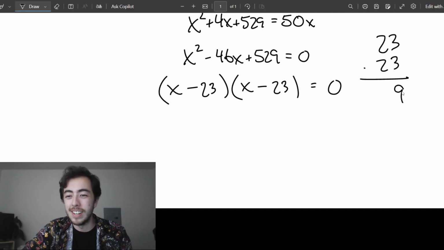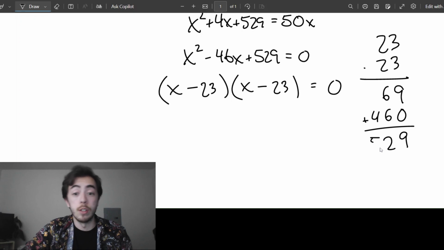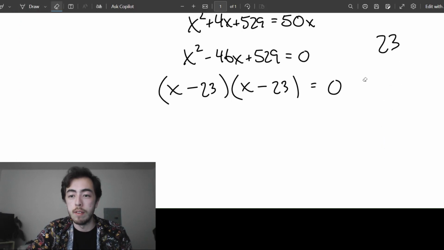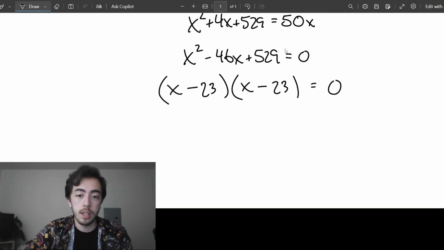3 times 3 is 9. 3 times 2 is 6. Here's a placeholder 0 for my 20. 2 times 3 is 6. 2 times 2 is 4. And when I add these up, I do get 529. Cool. So I indeed found my factored form for this quadratic.